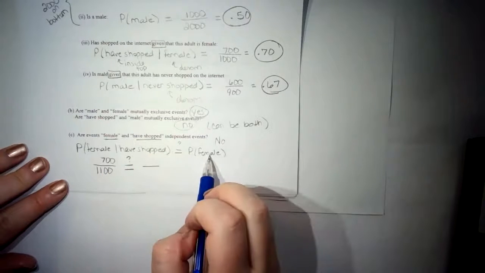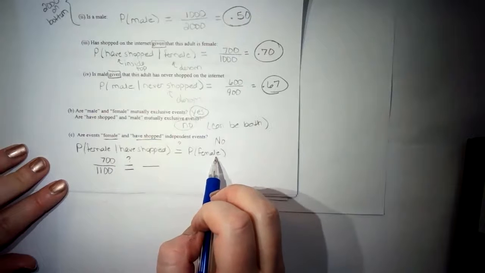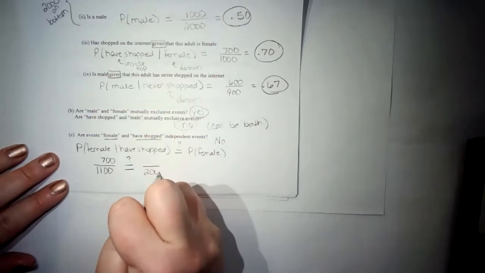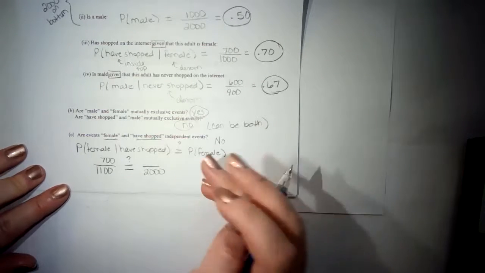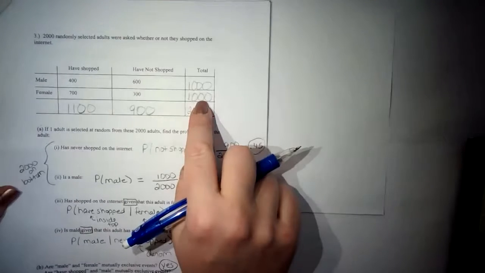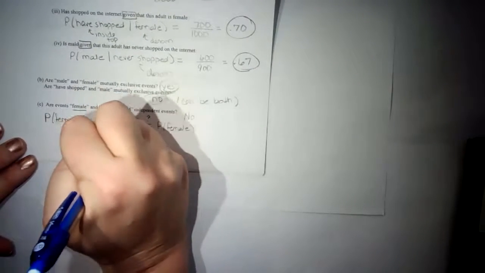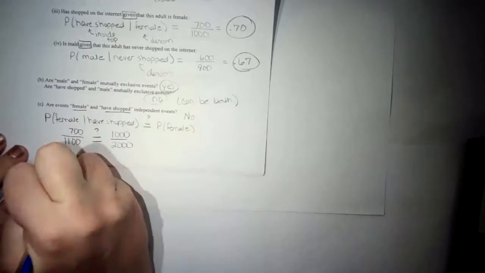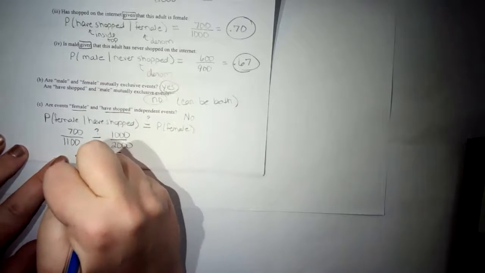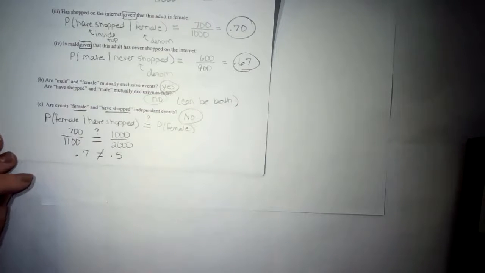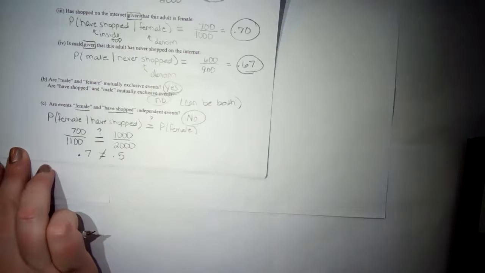Well, since this is only one item, what's my denominator? Since it's just one little thing, the grand total, right? When it's just one little item, it's the grand total. And then the total number of females is 1,000. Put those in my calculator. I get 0.7 on the left. I get 0.5 on the right. They aren't equal. So my answer is no. But that's how you would find it, you know, mathematically.